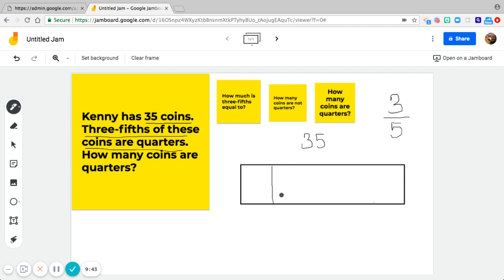1, 2, 3, 4, 5. So we have 1, 2, 3, 4, 5 parts represented by our denominator, okay? So we took the whole of 35 and we divided it into 5 parts, okay?